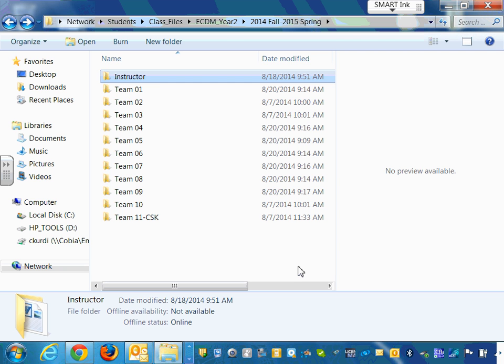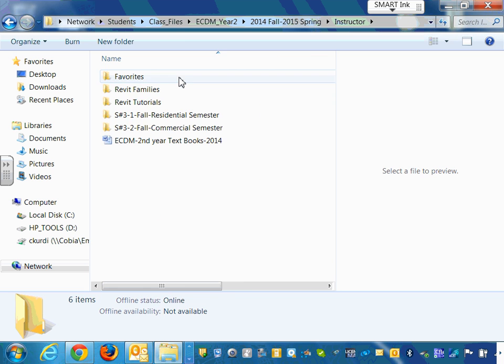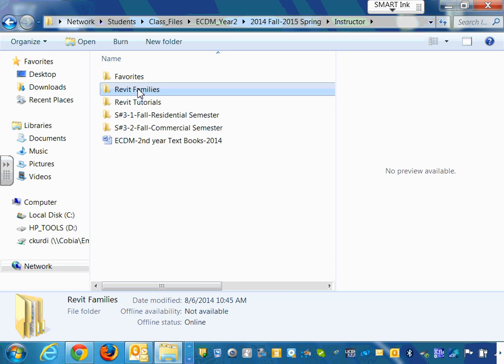This is your time. I think your background, that black, makes it really hard to see. I was looking too, it's hard. Okay, when you guys go there, instructor folder, the most important thing for Revit, the Revit family.